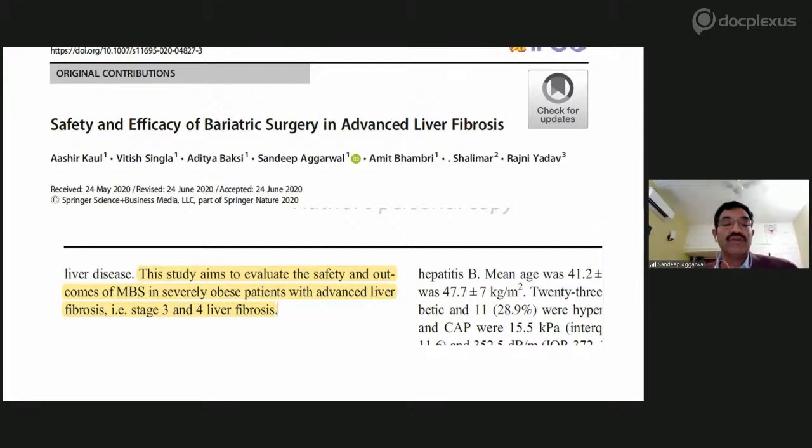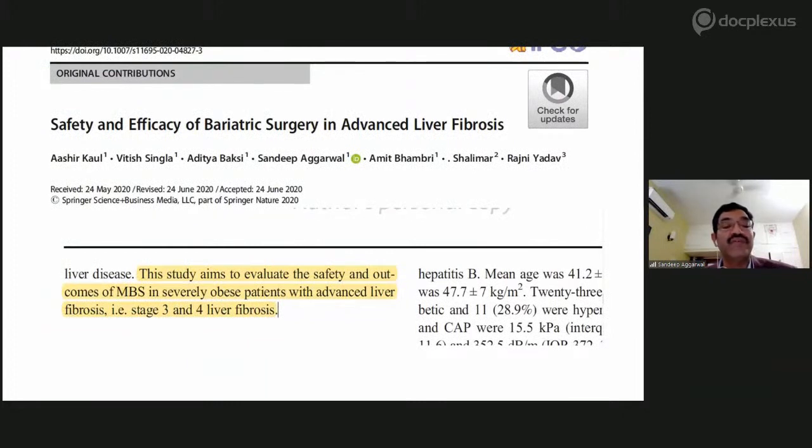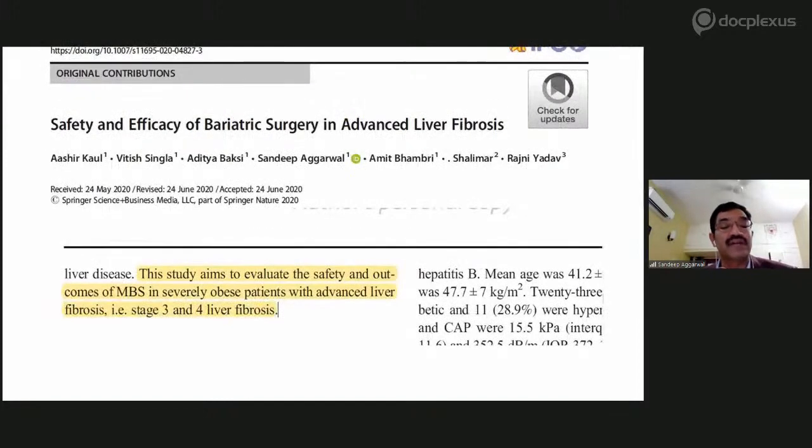But if you have to look at it objectively, in the introduction we said this study aims to evaluate the safety and outcome of metabolic and bariatric surgery in severely obese patients with advanced liver fibrosis. Our results should answer this question, whether it's safe and what are the outcomes. So in conclusion, we say metabolic surgery may be safely performed in well-optimized cirrhotic patients or patients with advanced fibrosis, and has the potential to ameliorate NAFLD-related cirrhosis in a subset of patients. So we have actually answered our question.